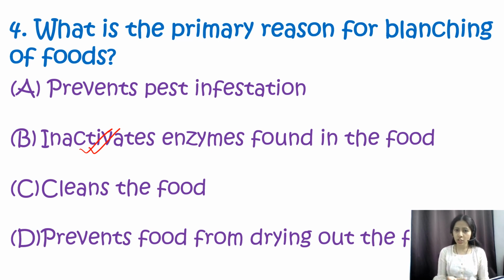Blanching involves the immersion of food in boiling water or steam and then rapidly cooling it in ice water, and this rapid cooling is done to stop the cooking process. This process helps to halt enzyme activity, which may cause undesirable changes also. Okay, so over here my correct option will be option number B, that is it inactivates enzymes which are found in food.